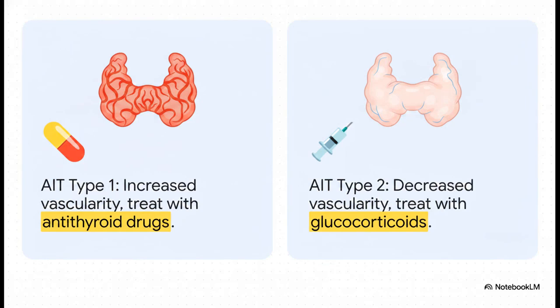You also have to differentiate amiodarone-induced thyrotoxicosis into two distinct types. Type 1 acts a lot like iodine-induced hormone synthesis. You'll see increased vascularity on an ultrasound, and you treat it with antithyroid drugs. Type 2, however, is a destructive thyroiditis. It shows decreased vascularity with an undetectable radioactive iodine uptake. For type 2, you're going to treat with glucocorticoids to calm down that destructive inflammation.